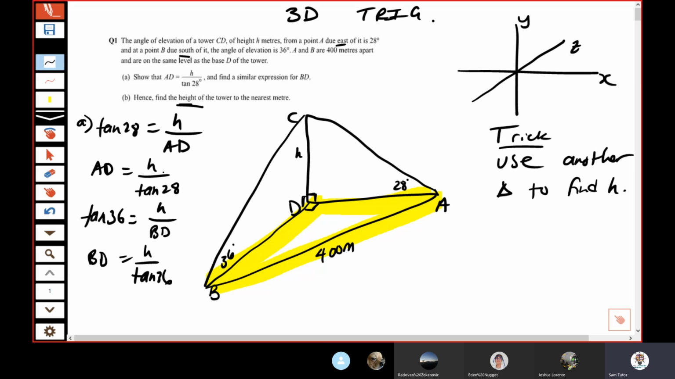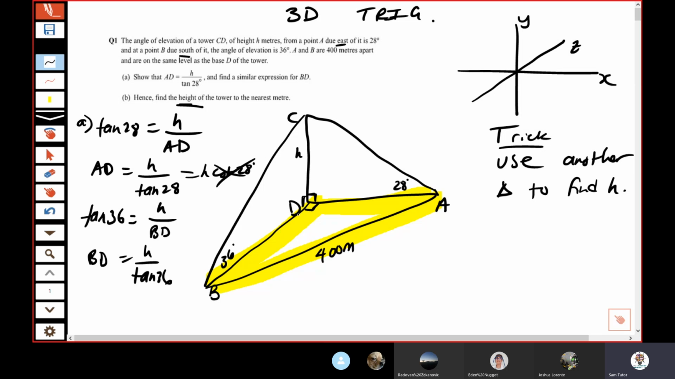You might see your teachers sometimes write 1 on tan is cot. Try to ignore that, because you can't use cot in your calculator, so why are you writing cot? You might as well leave it as H over tan. So don't get confused and start using cots everywhere, unless you really wanted to, that's a decision you have to make. Seriously, any questions about part A?